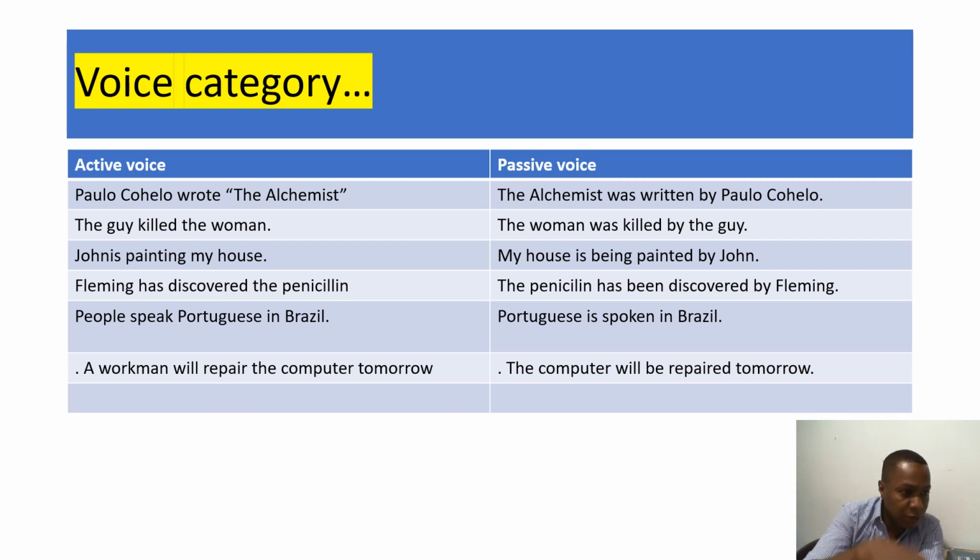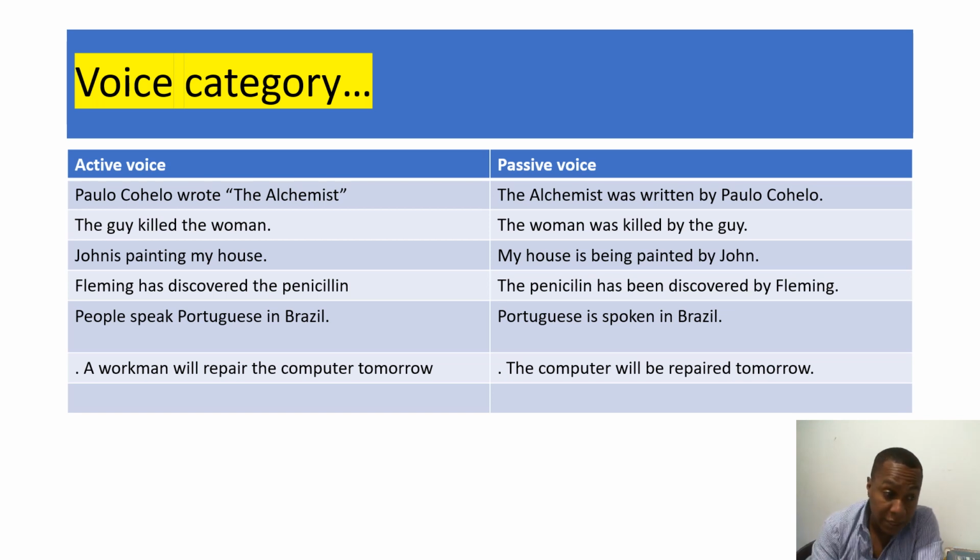Okay, another example, and we can make this in different tenses. For example, the first two were in simple past. Now look at this in present continuous or present progressive. John is painting my house. So in this case I'm going to say, my house is being painted by John.